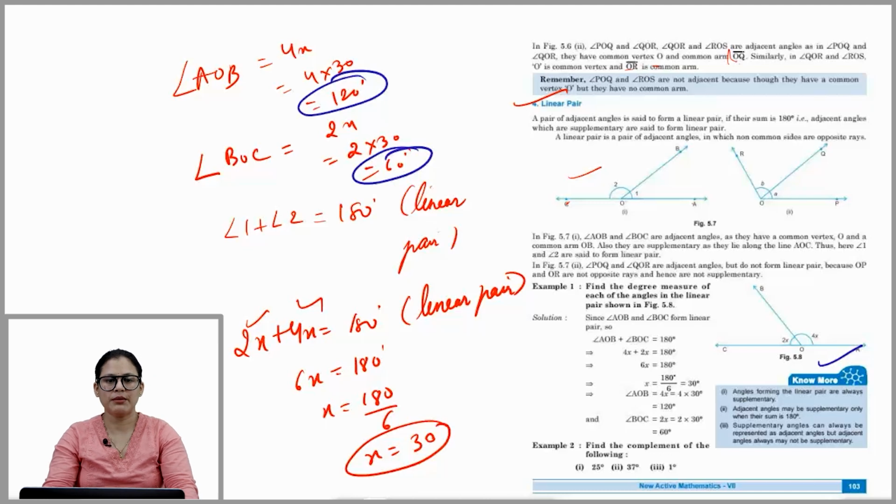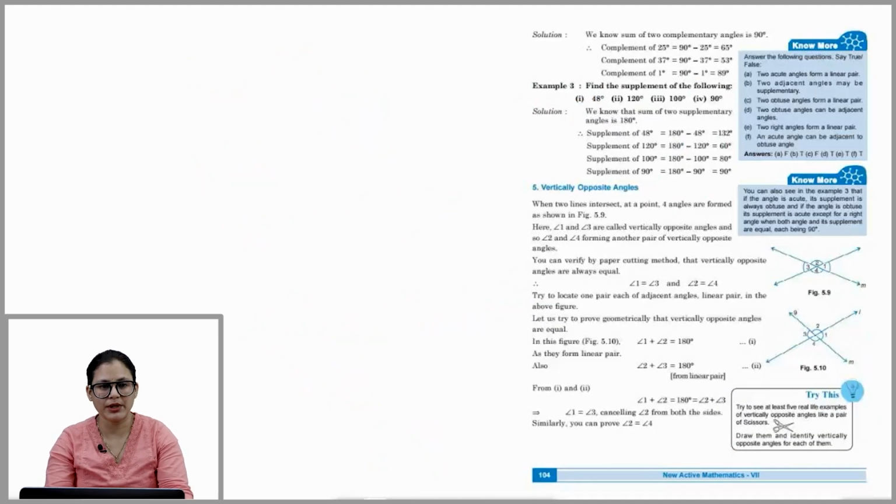In example number 2, you have to find the complement of 25 degrees. So for the complement, what will you do? You will subtract 25 degrees from 90, and then you will get the complement. Example 3, find the supplement of 48 degrees. So while finding the supplement, what will you do? You will subtract this degree from 180, because you know the sum of two supplementary angles is 180, right?